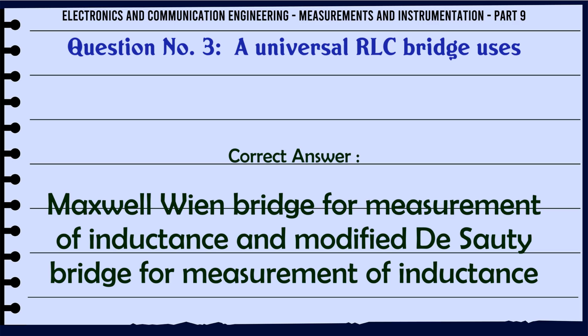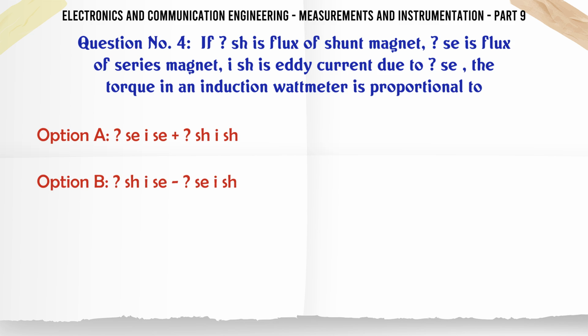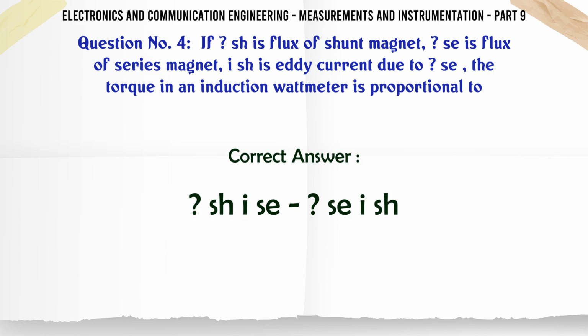If φ_sh is the flux of the shunt magnet, φ_se is the flux of the series magnet, and I_sh is the eddy current due to the shunt flux, the torque in an induction wattmeter is proportional to: A, φ_se φ_sh I_sh; B, φ_sh I_se I_sh; C, φ_sh I_sh φ_se; D, φ_sh I_sh φ_se I_se. The correct answer is B, φ_sh I_se I_sh.